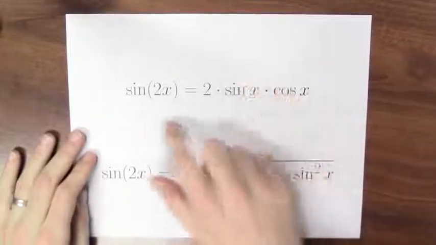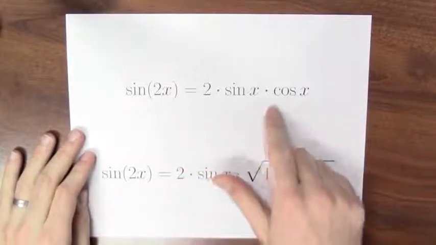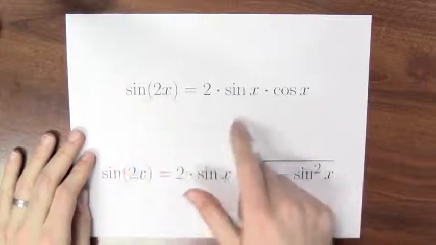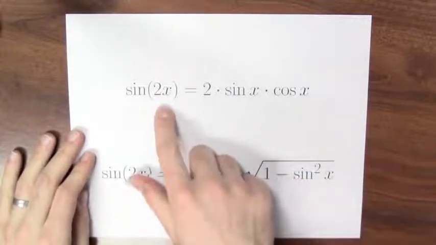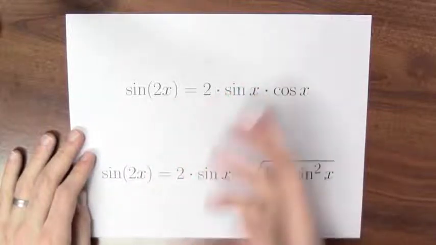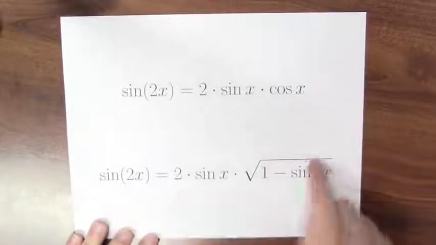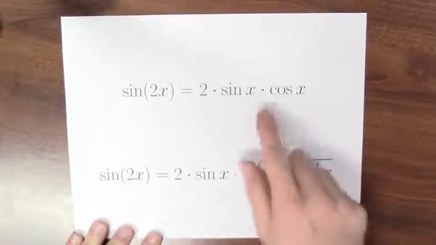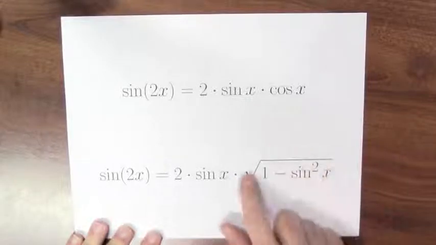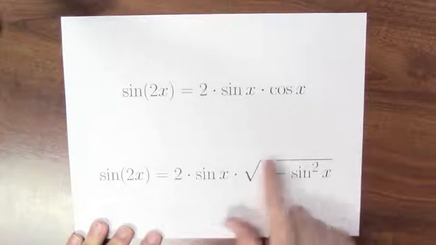Now, in addition to this, we've also got a double angle formula. The double angle formula for sine says that sine of 2x is 2 times sine x times cosine x. You can derive this formula from the angle sum formula for sine, sine of x plus x, which gives you this. Another way to rewrite that double angle formula is to write it entirely in terms of sine. Cosine is the square root of 1 minus sine squared x, as long as the cosine is positive, this is true.